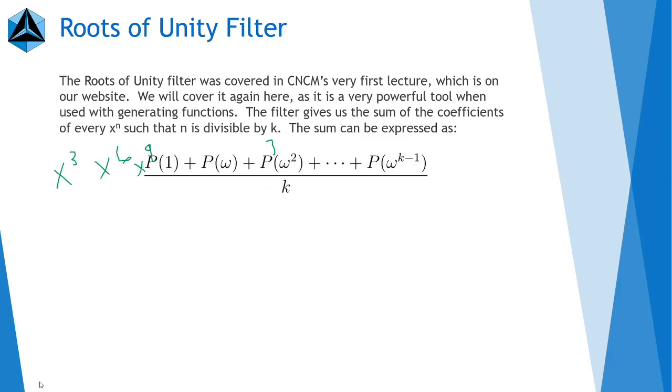Let me just erase this stuff. This is the roots of unity filter, and the formula can be expressed as p of 1 plus p of omega plus p of omega squared and so on, over k, where p of x is the generating function we have, and omega, 1, omega squared are all the kth roots of unity.